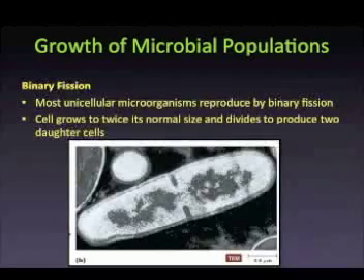Bacteria mainly reproduce asexually through a process known as binary fission. A bacterial cell will undergo metabolism and grow to be about twice its normal size, and then undergo the process of binary fission to produce two daughter cells that are genetically identical to the parent cell.